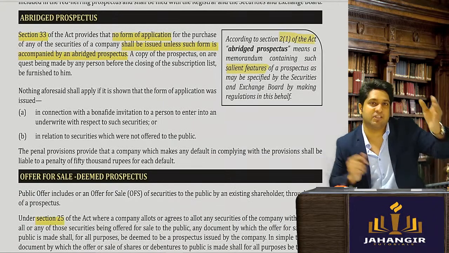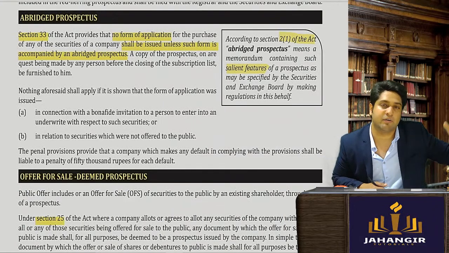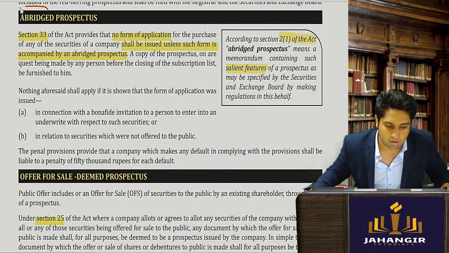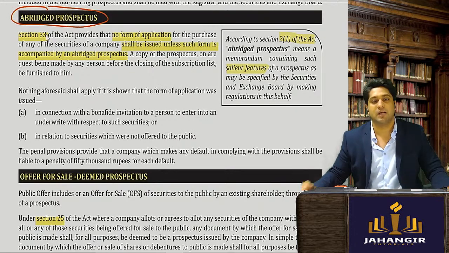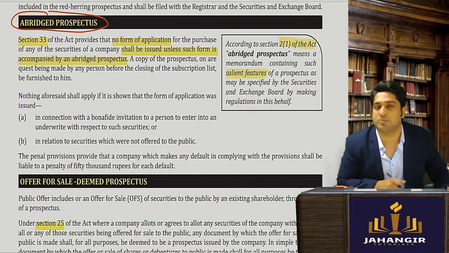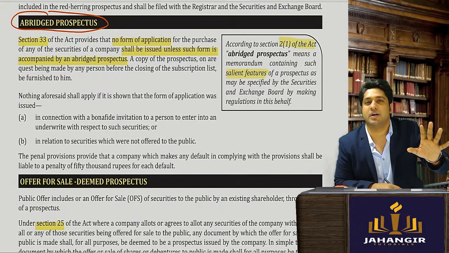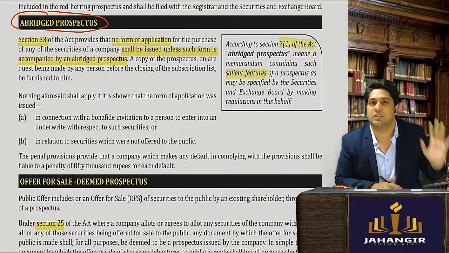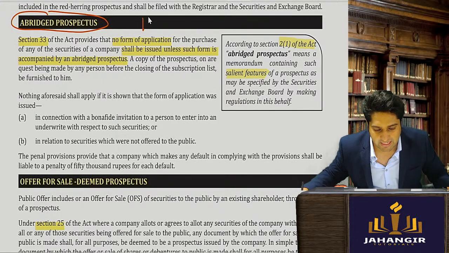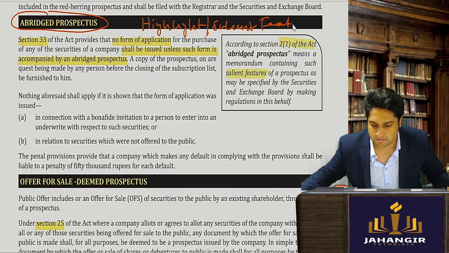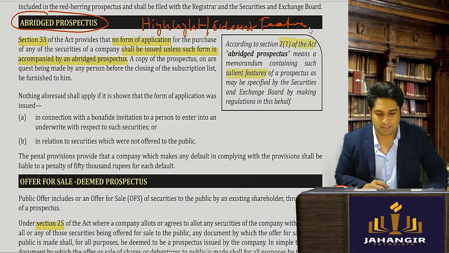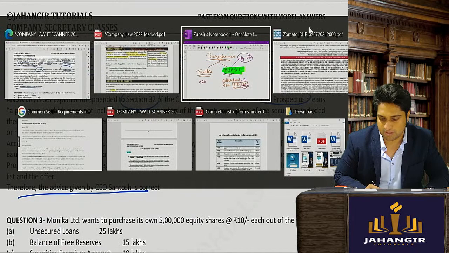Now coming to Section 33, we did 31, 32, now we are seeing Section 33 talking about the abridged prospectus. Now what do you mean by the term abridged prospectus? For that we need to understand the meaning of the word abridged. Abridged means the highlights, or the salient features. Now when you see the prospectus, let's look at the prospectus of Zomato.